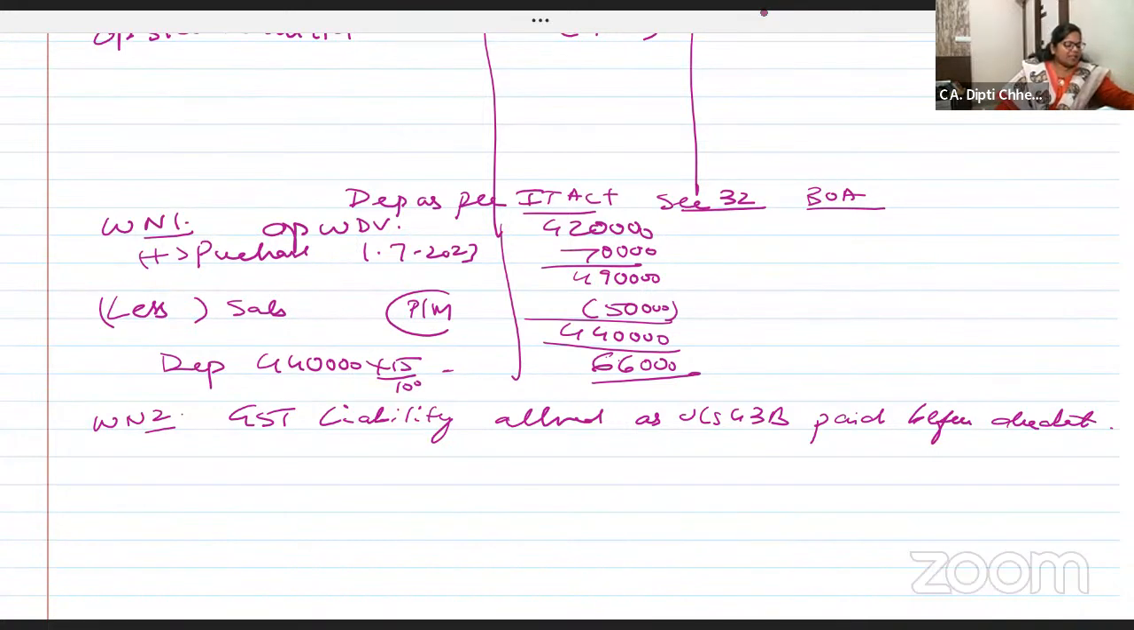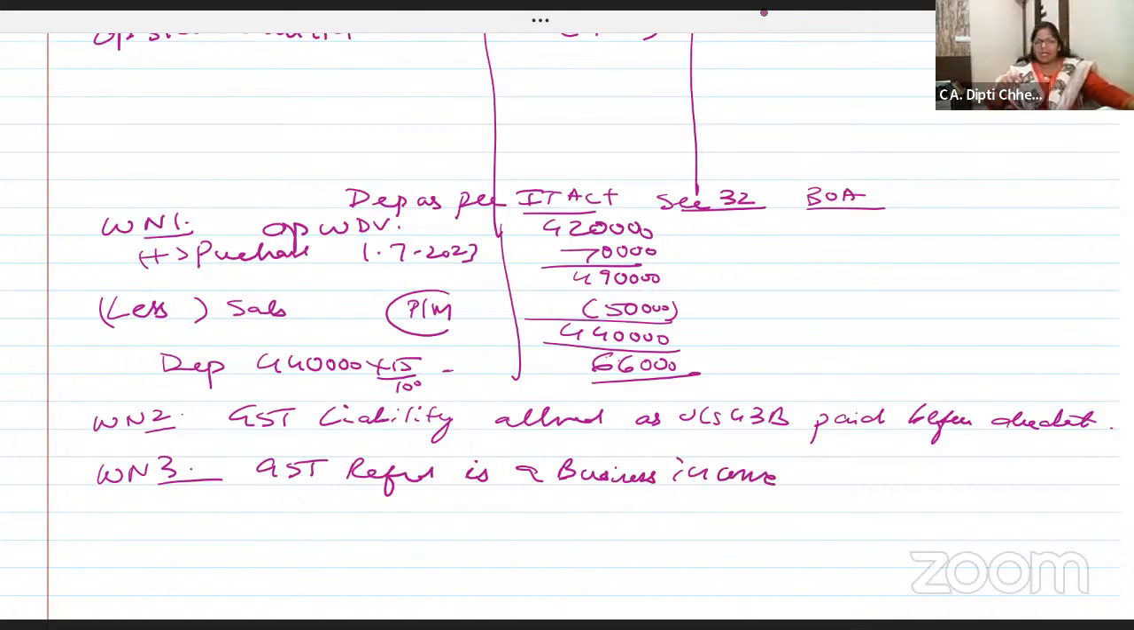Other business receipts include 2,200 refund. Okay. Working note 3. GST refund is a business income. GST expense is allowed. So they said the other receipts on the P&L account credit side include GST refund. Okay, so it is business income and it is credited in the P&L. So allowed.